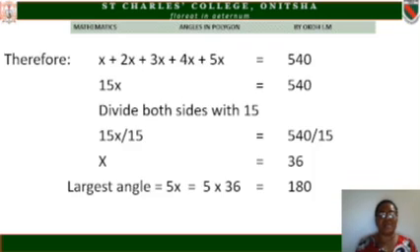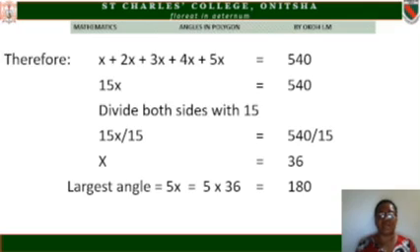Therefore, we will sum all the angles given to us and equate it to 540 degrees. So we have it now, x plus 2x plus 3x plus 4x plus 5x is equal to 540 degrees. 15x is equal to 540.